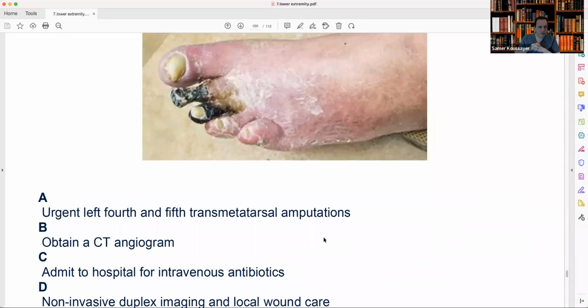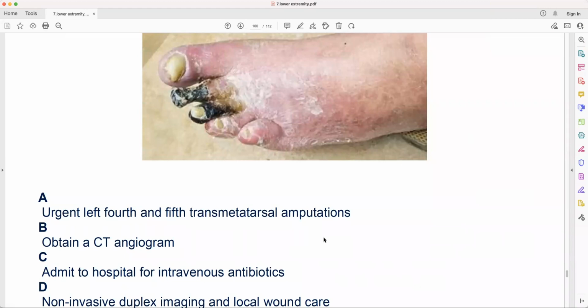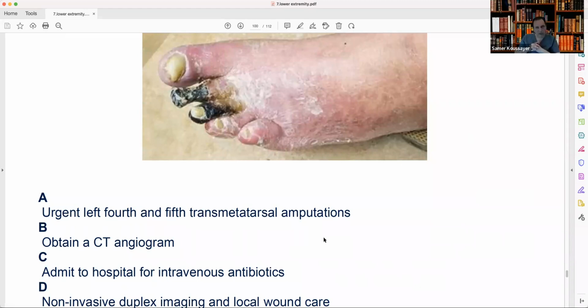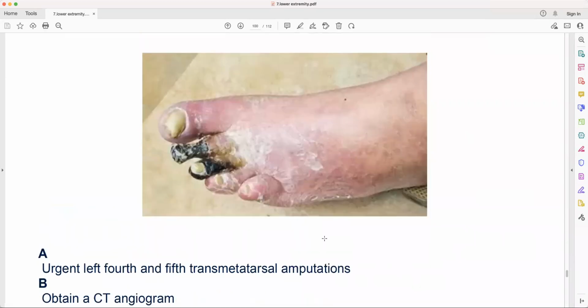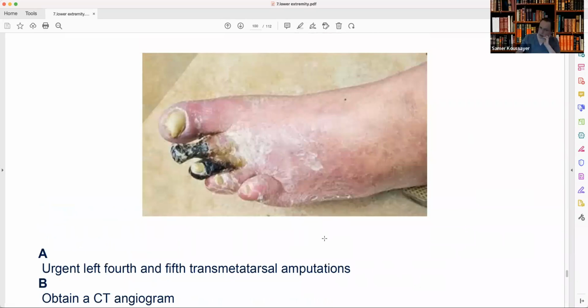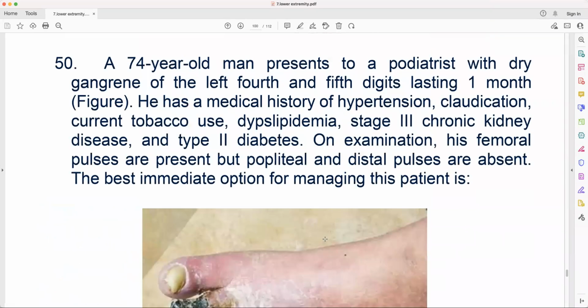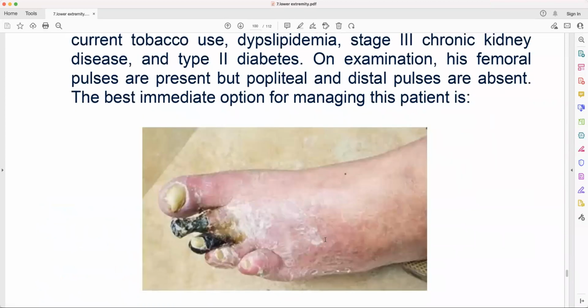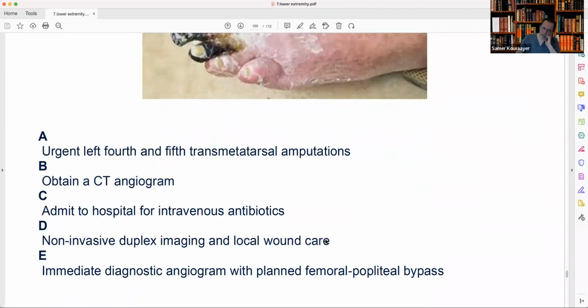B, obtain a CT angiogram. That seems useful. Yeah, but remember what the problem is here, the patient has chronic kidney disease, right? A dialysis. I cannot hear you well. With coordination with the nephrologist, we may do the CT, if he allows it.